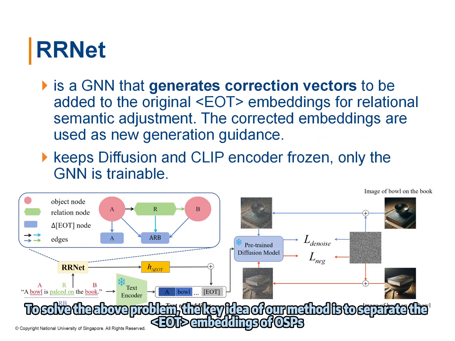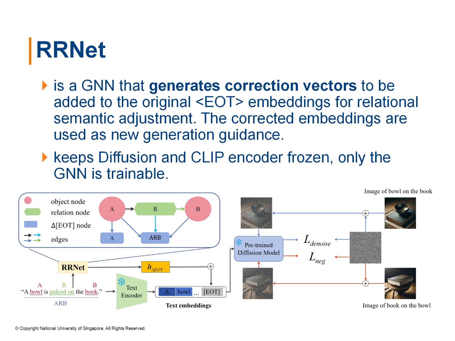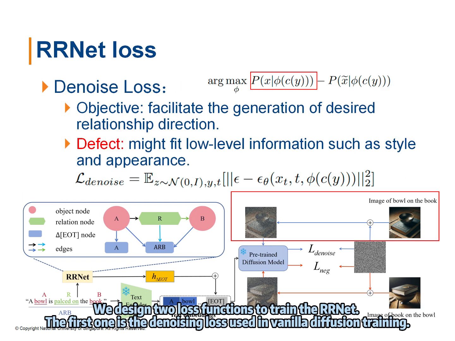To solve the above problem, the key idea of our method is to separate the EOT embeddings of OSPs. Here, we propose RNet, which is a GNN that generates correction vectors. The vectors are added to the original EOT embeddings for relational semantic adjustment. We designed two loss functions to train the RNet.